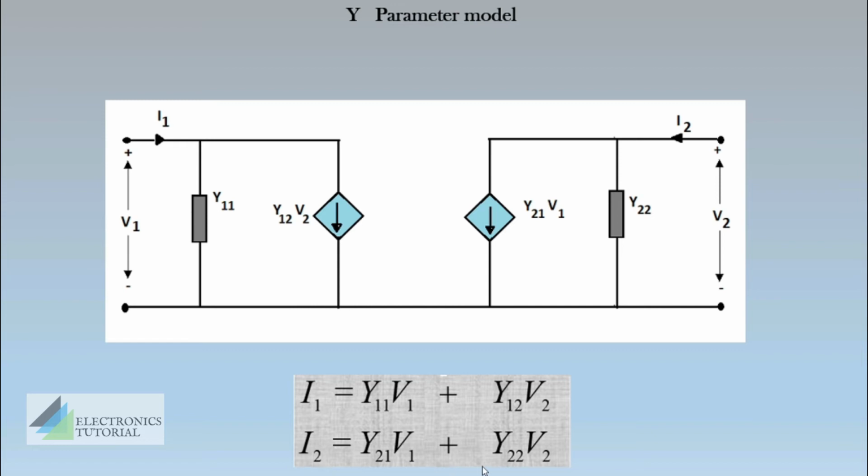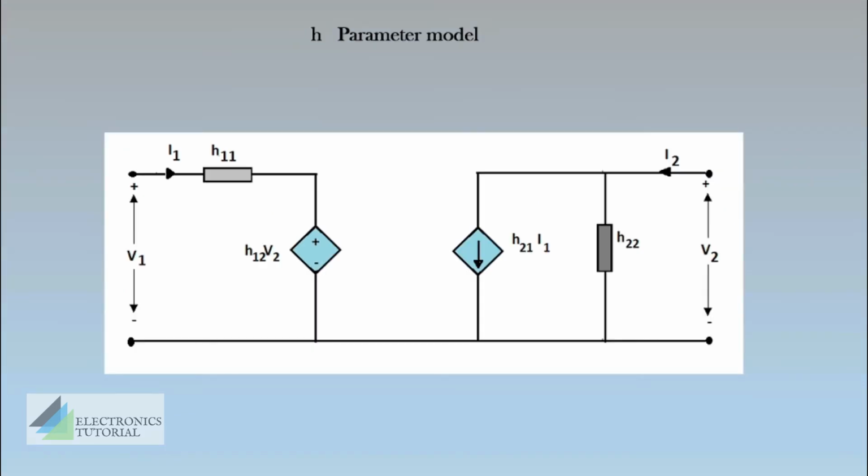Similarly, we can write the second equation as I2 is equal to y22 into v2 plus y21 into v1. Here also y into v indicates that this is a current source and this current source depends upon the value of voltage in the input port. So it is shown as a dependent source. So by knowing these expressions, we can draw a Y parameter model.